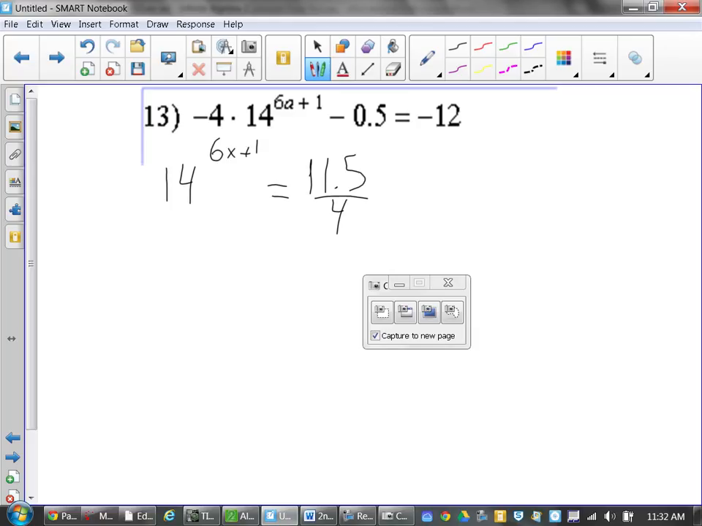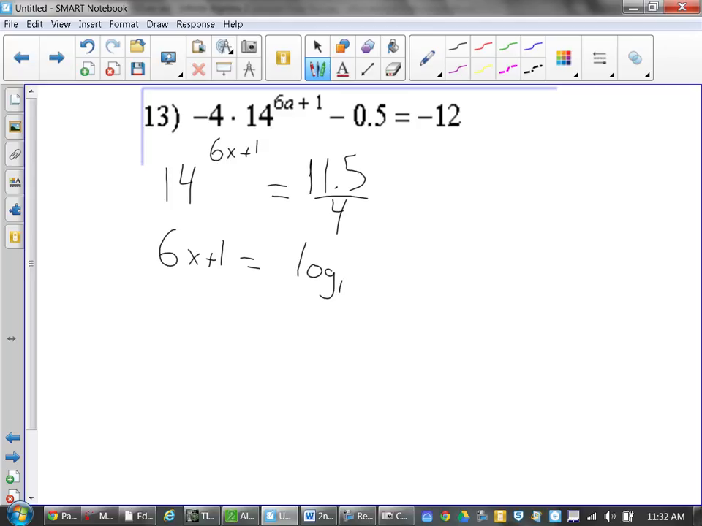I don't know, whatever. So in this case here, how do I drop the exponent? Log base 14. So 6x plus 1 is the log base 14 of 1.5 over 4. So then I just subtract 1 and divide all that by 6. And you get some really, really ugly number. Gross.